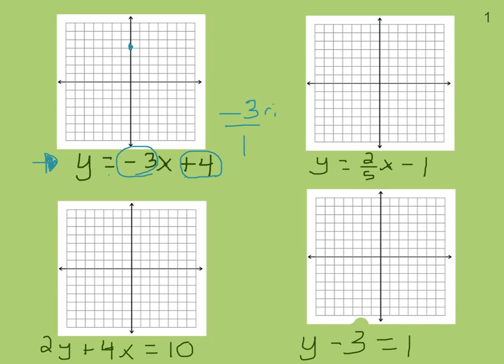Remember that this is your rise and the bottom is your run. So I'm going to go down 3, 2, 3, and then I'm going to go to the right 1. Remember, always run to the right. So just because it's negative doesn't mean you go to the left on that. And then you connect the dots. And that would be your graph.